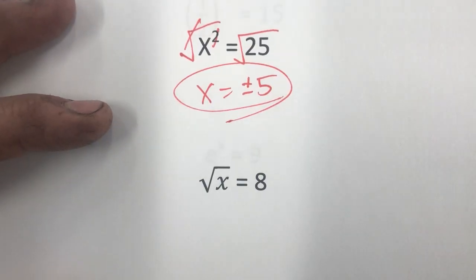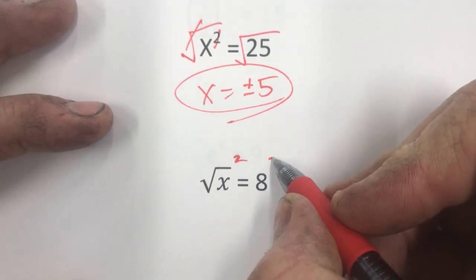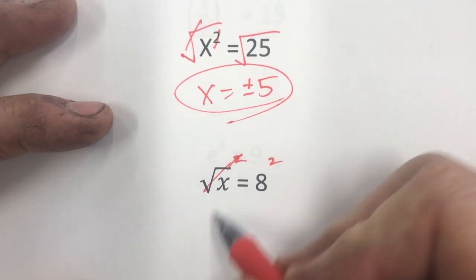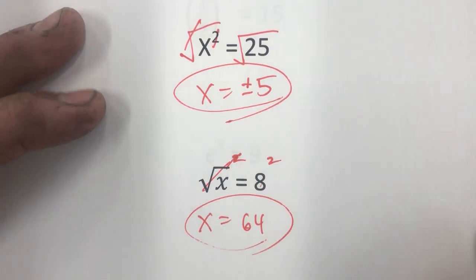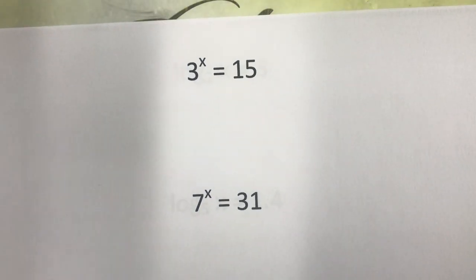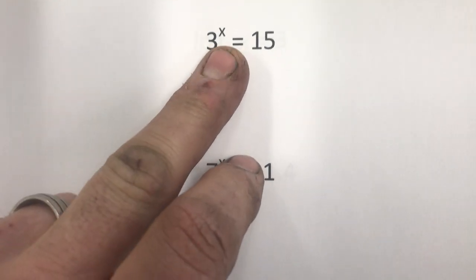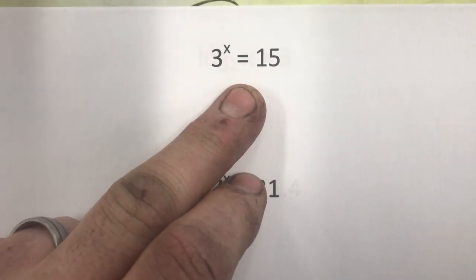And of course, if you have the square root of x, the inverse operation would be to square both sides, which would make that cancel, so x would equal 8 squared, which is 64. And that's how you solve just general equations. Well, what if you have something like this, with x in the exponent, 3 to the x power equals 15? How do you solve this?